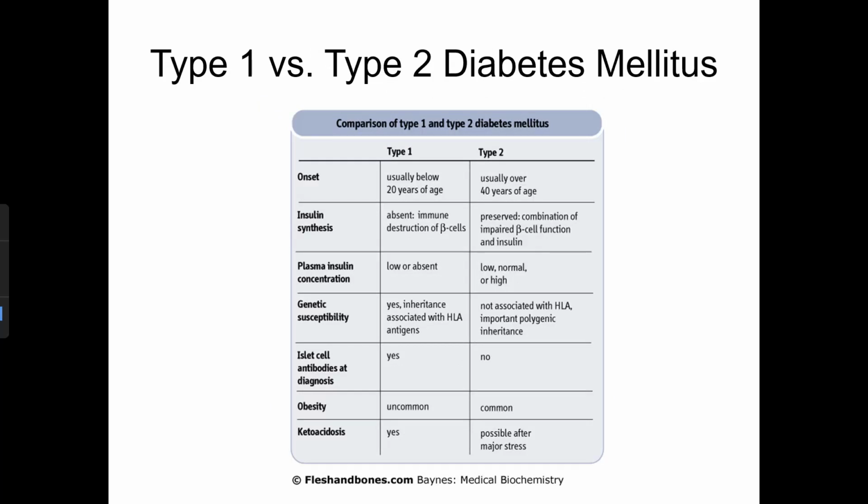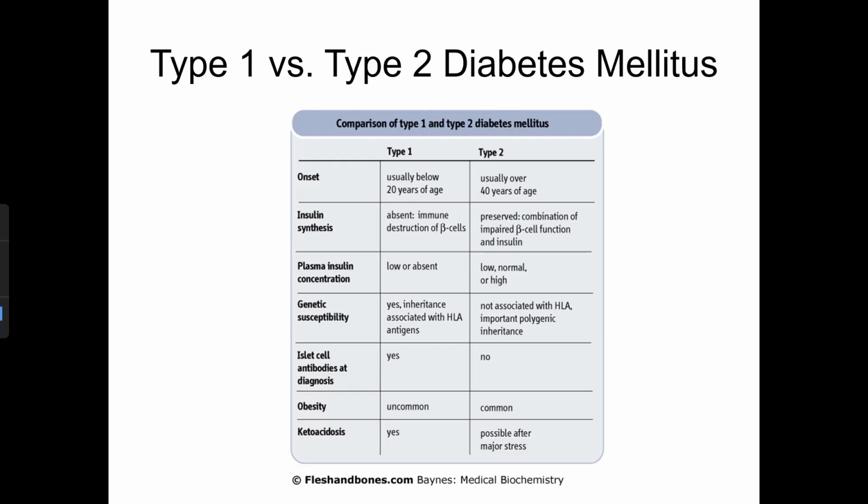Type 1 versus type 2 diabetes. In type 1, the onset is usually below 20 years of age, while type 2 you usually get over 40 years of age. There are always exceptions to this, but in general, this is what we typically see. Insulin synthesis: in type 1, there's no insulin synthesized. The immune destruction of beta cells leads to no insulin. In type 2, insulin synthesis is normal, with a combination of impaired beta cell function and insulin resistance. Plasma insulin concentration is low or absent in type 1, and in type 2, low, normal, or high.